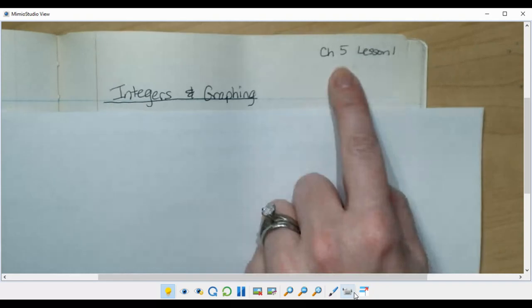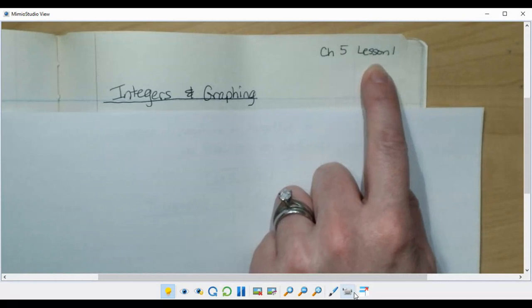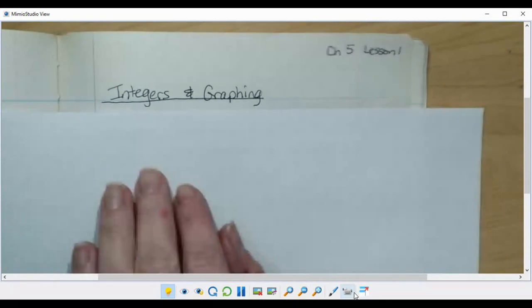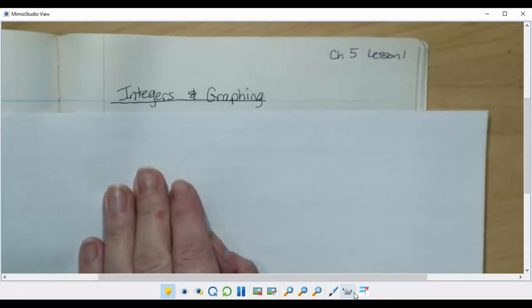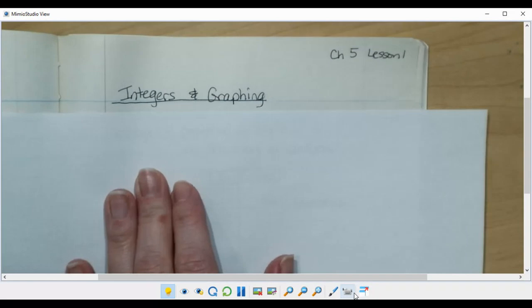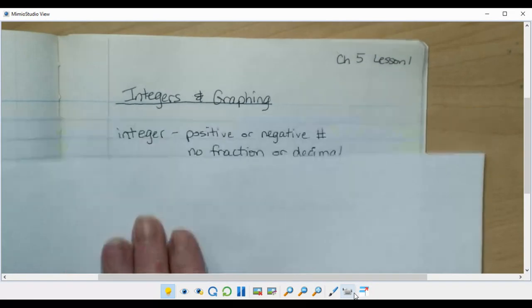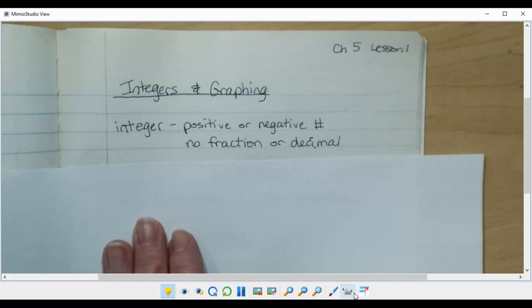So if you need to look this up, it is chapter 5 in your volume 1 textbook, lesson 1 of the chapter. And we're going to talk about just integers in general, a little bit of graphing on the number line. So I keep saying this word integer. What is an integer? Well, it is a positive or a negative number.